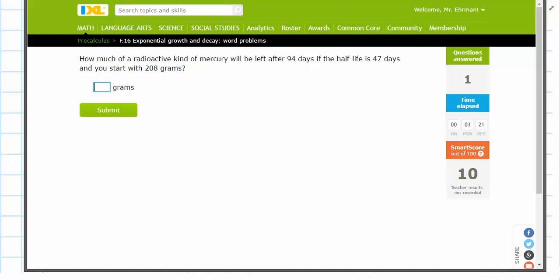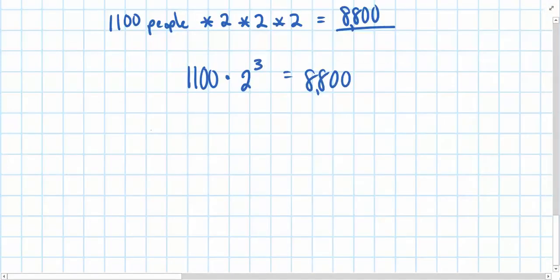Now, this second problem is quite similar to the last, except we're dealing with what we call a half-life. In terms of chemistry, or biology for that matter, a half-life indicates how much time it takes for a particular amount of some substance to decay to half of what it started with. So instead of doubling in size, we're cutting in half in size. So we'll approach this problem much the same way.